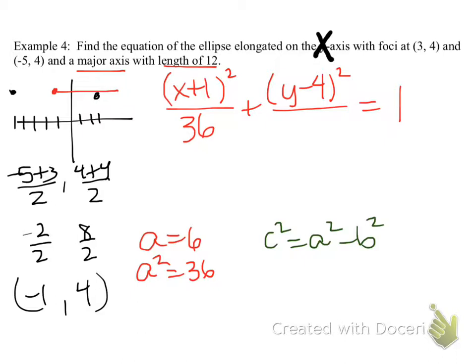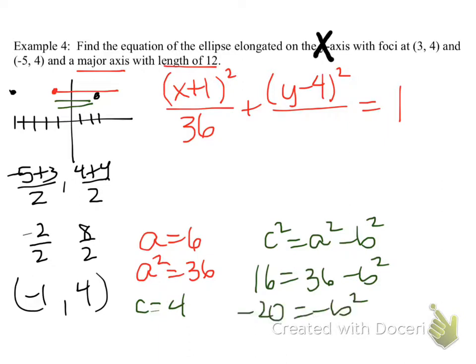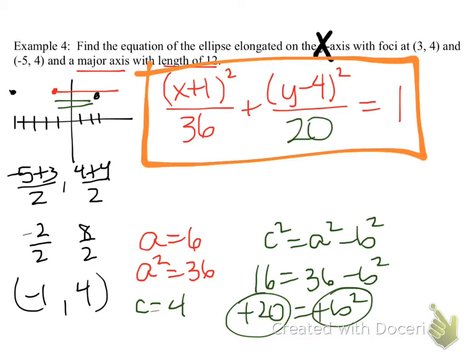Well, I know my c squared and I know my a squared, so I can use this handy-dandy formula. So my c, the distance from my center to my foci, is 4. So c squared is 16 equals 36 minus b squared. Solving this for b squared, -20 equals -b squared, so positive 20 equals positive b squared. And I don't even really need to know what my b is, because in the equation I just need my b squared. So my b squared is 20, and I have my equation.